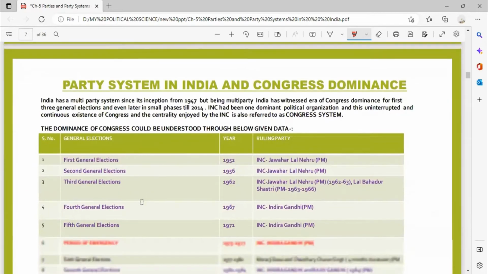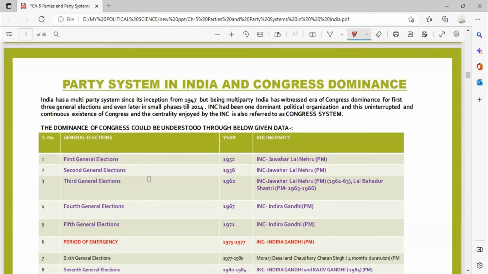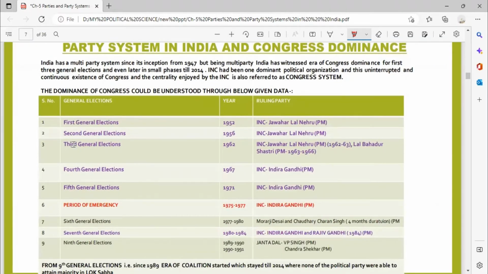Now, the party system in India and the Congress dominance. Let us see how it has happened. India has had a multi-party system since its inception in 1947. But despite being multi-party, India witnessed an era of Congress dominance for the first three general elections, and even later in small phases till 2014.